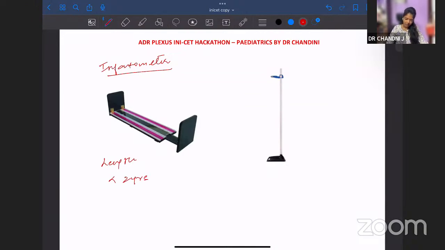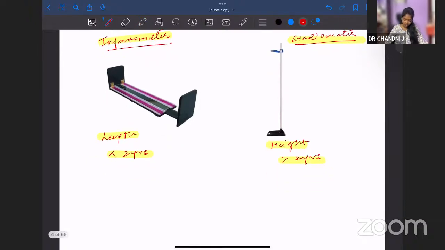Clear? Coming to the next image, what is that? That is called a stadiometer. What is the use of the stadiometer? This is used to measure height in children more than 2 years. So for less than 2 years, you call it length and you use the infantometer. For more than 2 years, you call it height and you use the stadiometer.